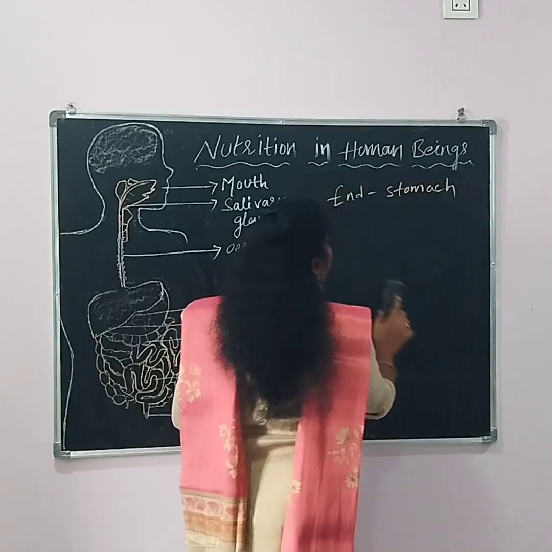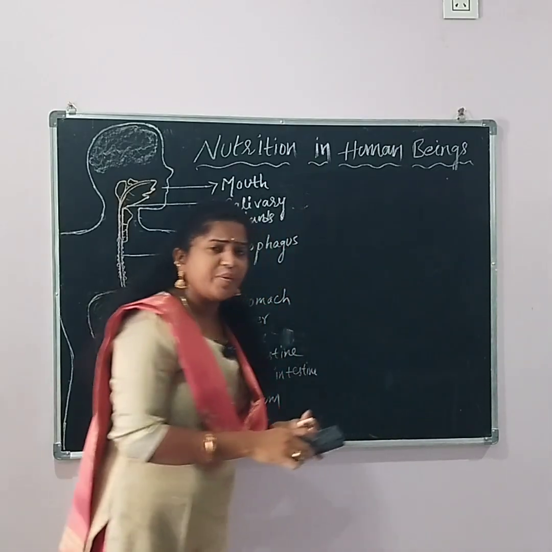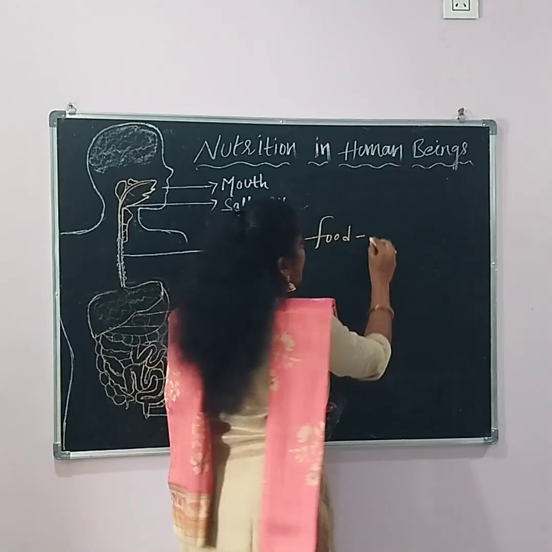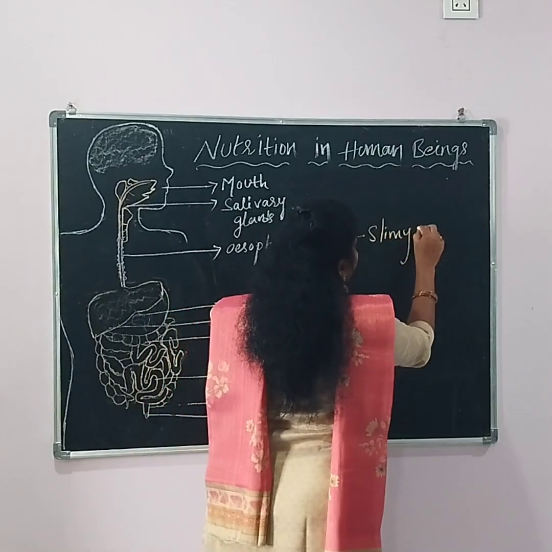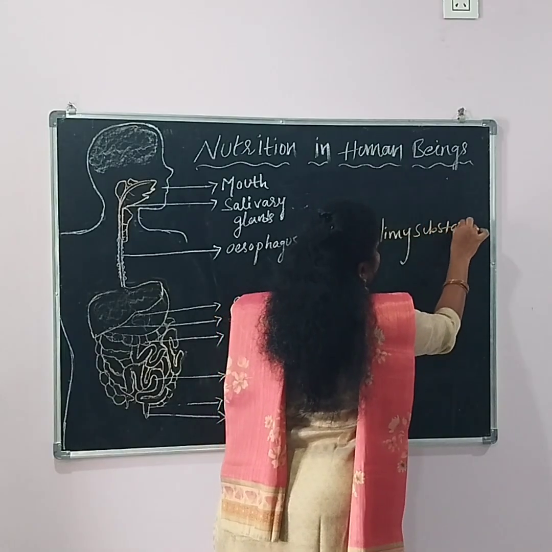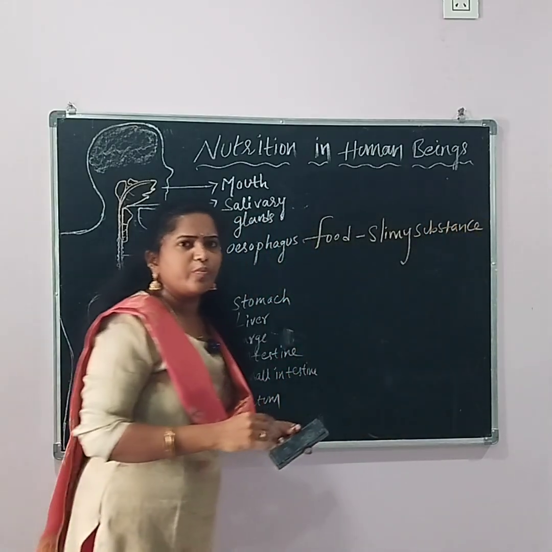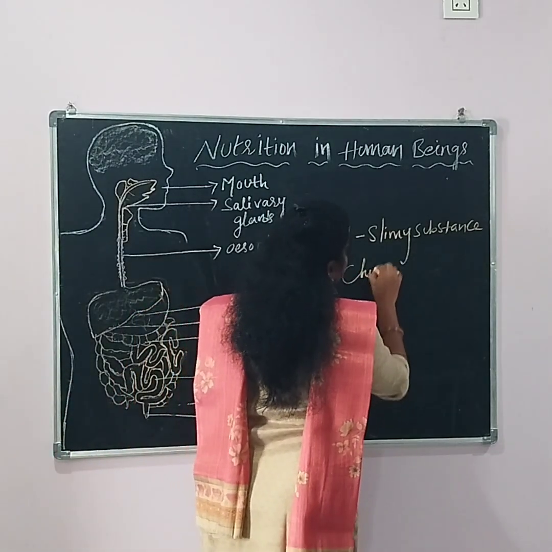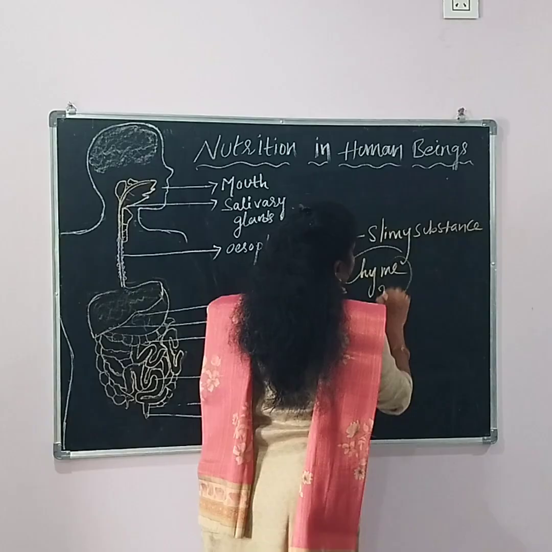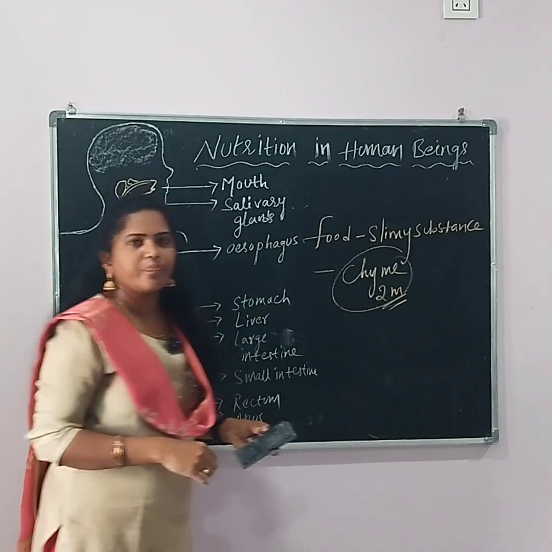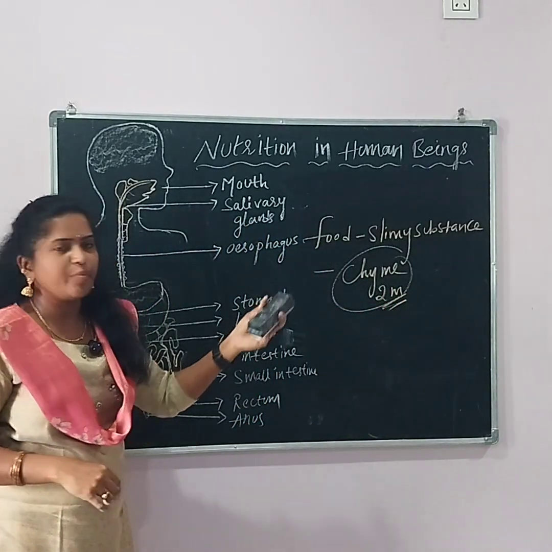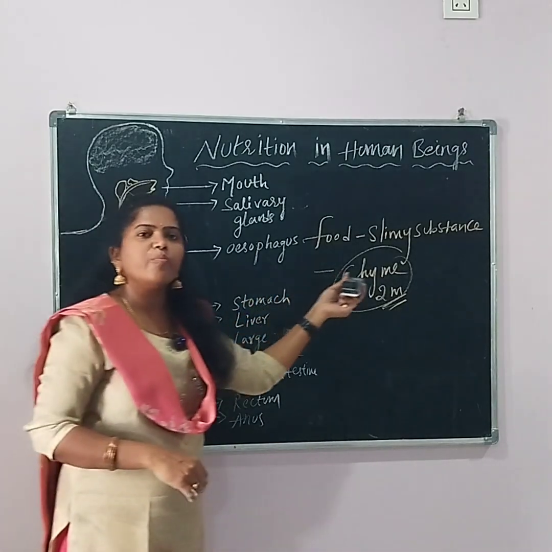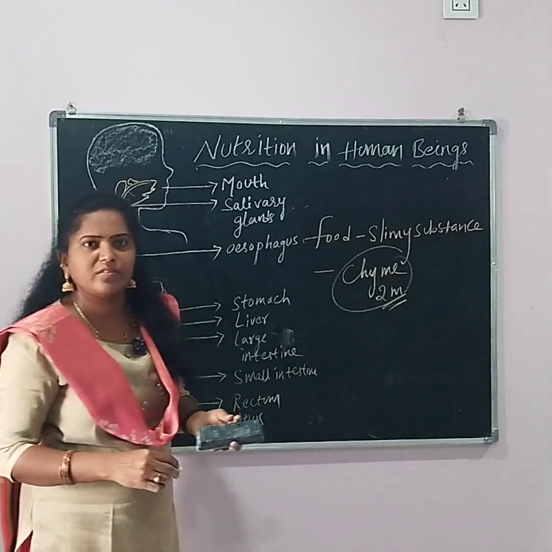whatever food is in the form of a slimy substance. Here proteins are broken down, and that is called the chyme. This is also a 2 marks answer. Food is in the form of a slimy substance. That slimy substance is nothing but the chyme. Here proteins have broken down into smaller proteins.